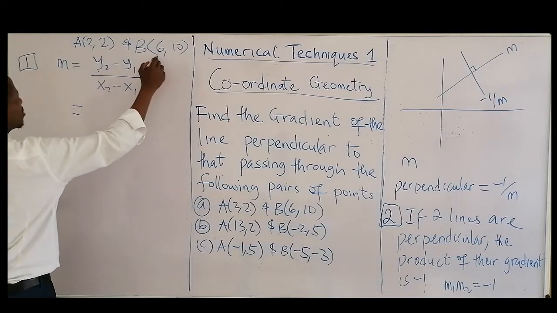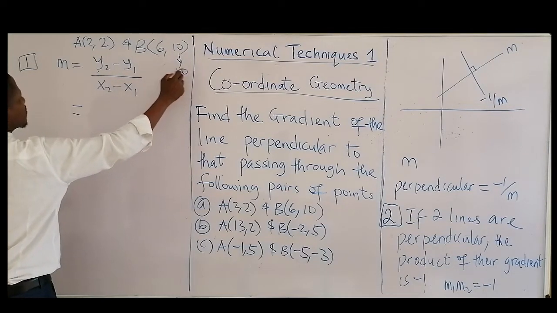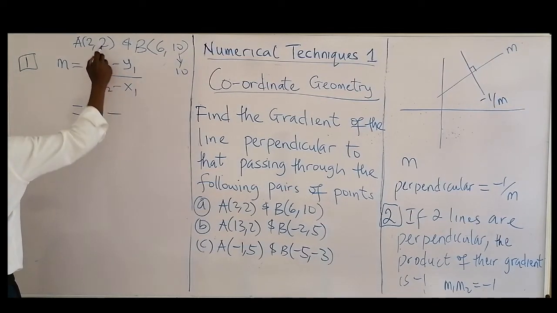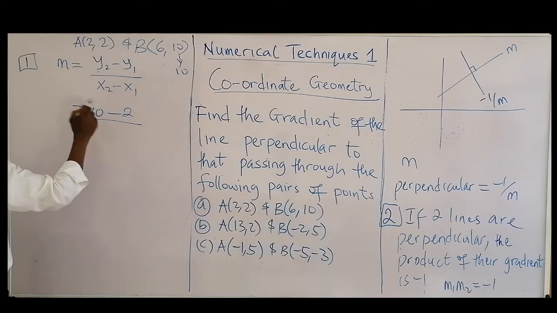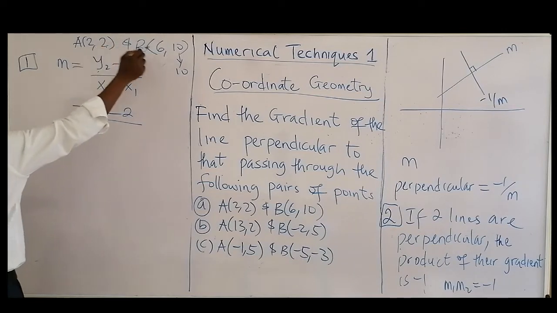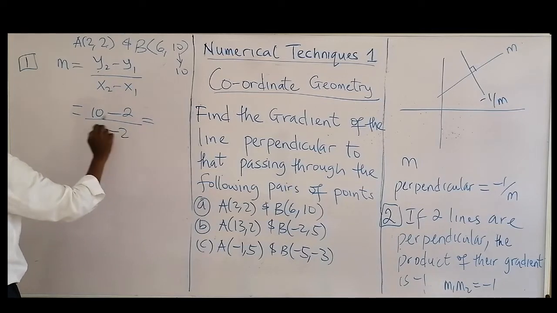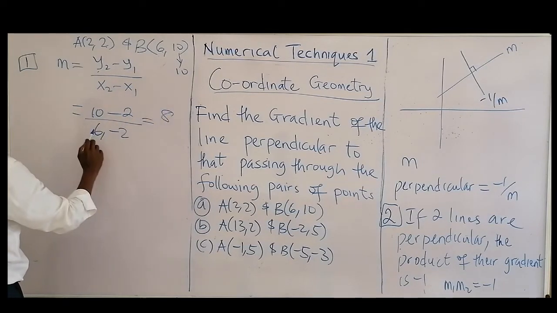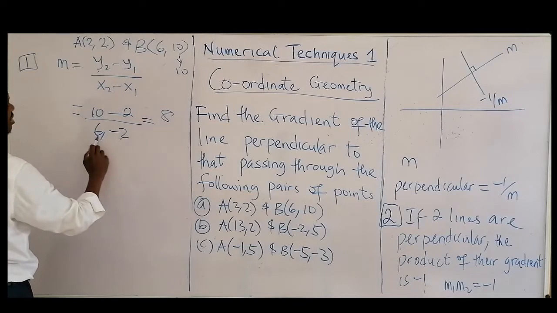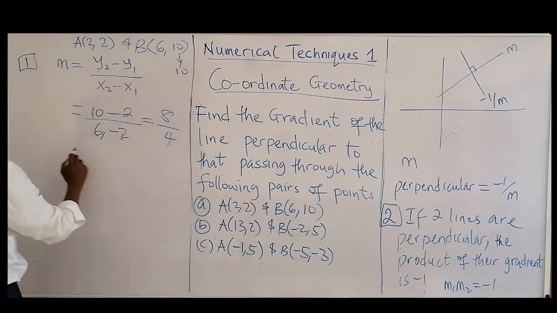My y2 is 10. That will be 10 minus 2 all over my x2, which is 6 minus 2. And that will give me 10 minus 2, that's 8, over 6 minus 2, that's 4. So that's 2.